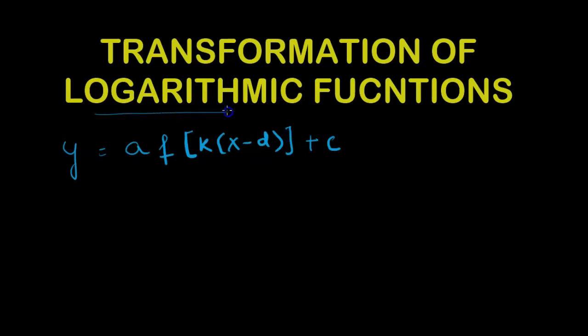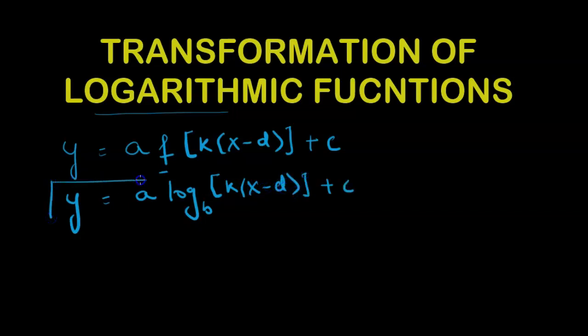Hey guys, in this video we will understand the transformations of logarithmic functions. We all know that our general transformation equation looks like y equals a f(k(x - d)) + c. If we have a logarithmic function, then in place of the function we put log, with whatever the base is: y = a log base b of (k(x - d)) + c. So this is called the general transformed equation of a logarithmic function.